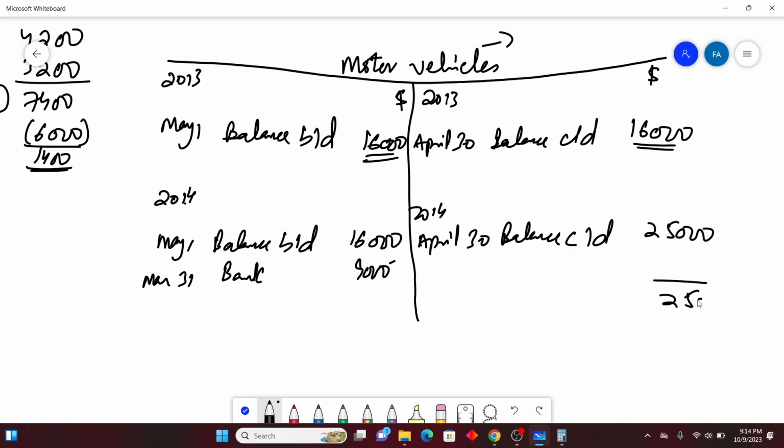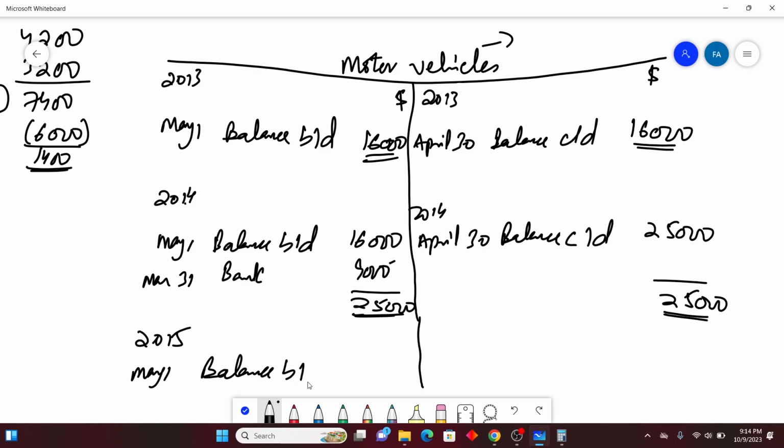So the account will close down over here like this. The next year we have to write down balance BD because balance BD carries 1 mark. May 1st. So balance BD becomes 25,000.